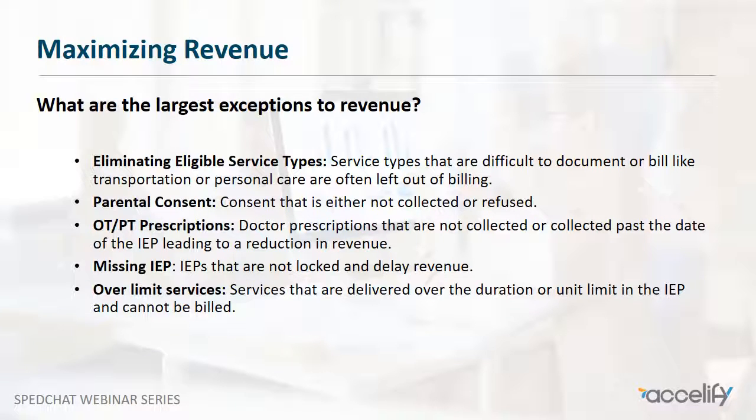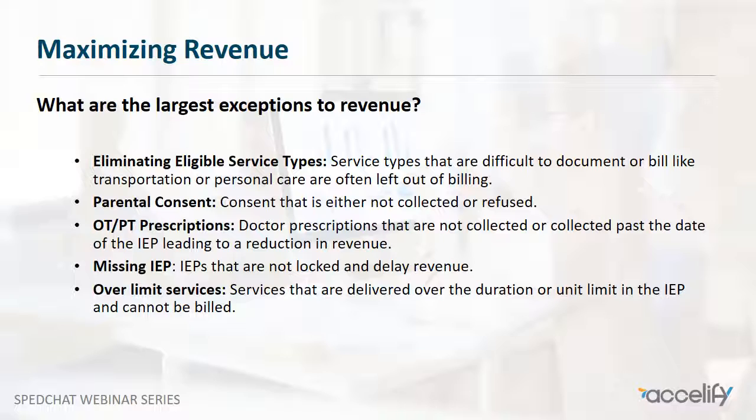Then when it comes to services that are being documented and are part of the billing process, but certain validations aren't coming through, parental consent and OT/PT prescriptions are the next two biggest exceptions that we see. Parental consent is definitely head and shoulders above OT and PT prescriptions. So what we find with parental consent is that in a lot of cases, parental consent is either not collected at all by a case manager or whoever's in that IEP meeting or that child study meeting that's supposed to collect the parental consent, or it's refused by the parent.